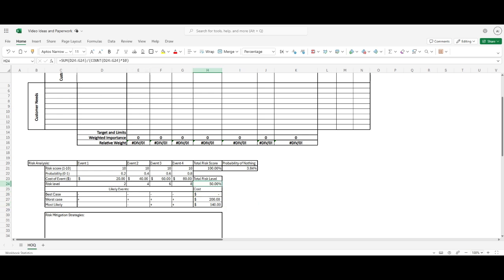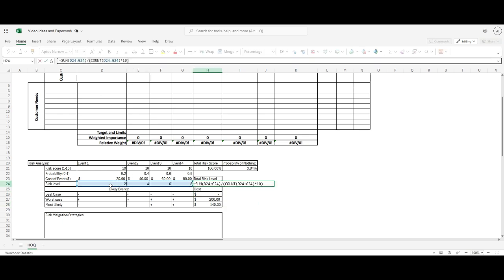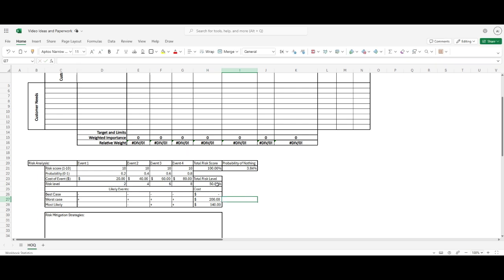For this cell, I am summing all of the total events, and then I am multiplying that by the total number, the total possible number of risk. So with 4 events, that's 10 times 4, so that's 40. So it would be 2 plus 4 plus 6 plus 8 divided by 40, put as a percentage. And that tells you how much total risk this project is going to have.